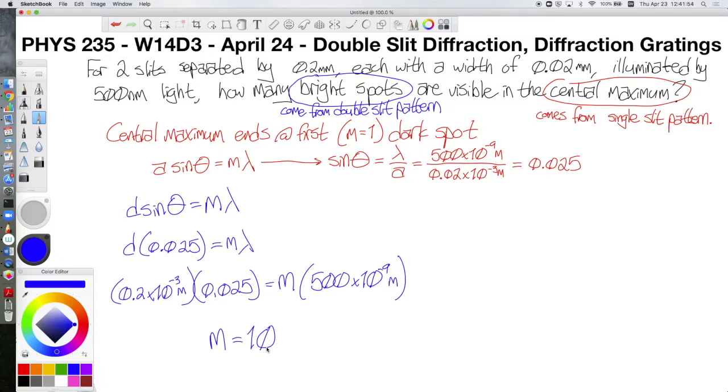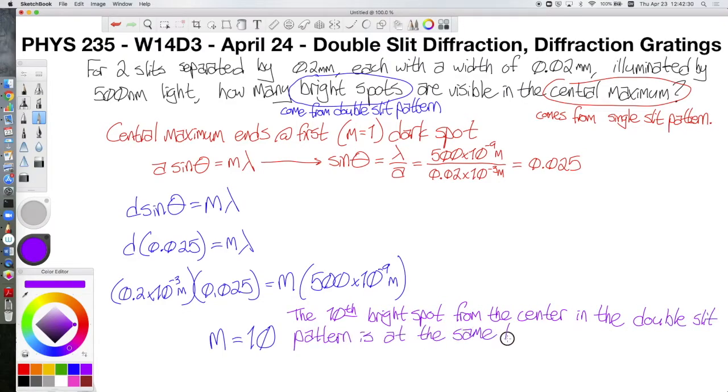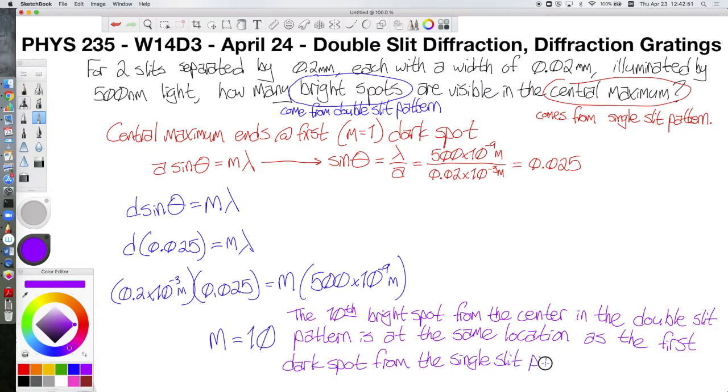Let me write that in words. So my question to you is, will we see this 10th bright spot from the double slit pattern? And the answer, it turns out, is no. We will not be able to see the 10th bright spot from the double slit pattern, specifically because it's at the same location as the first dark spot from the single slit pattern.